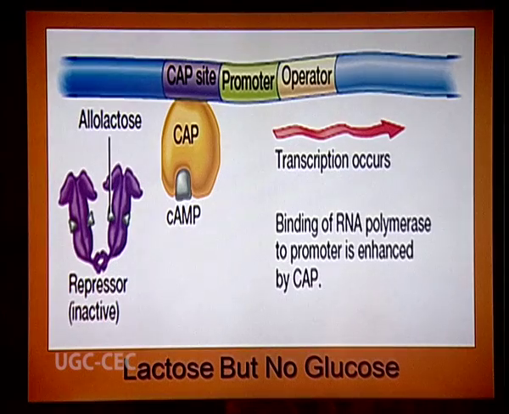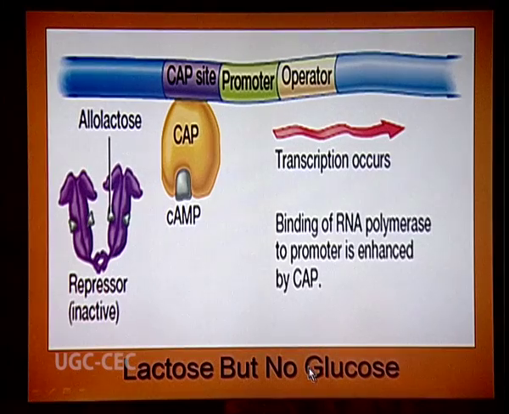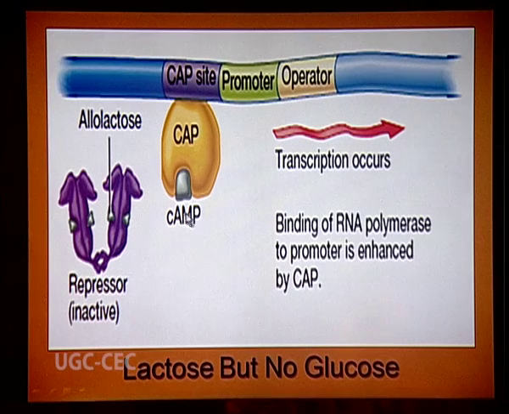Let's take different conditions. If the bacteria is grown in presence of lactose, but there is no glucose. If lactose is there, it means the repressor has been inactivated by the inducer molecule allolactose. On the other hand, if glucose level is low, then it is inversely proportional to the concentration of cyclic AMP. It means cyclic AMP level is high.